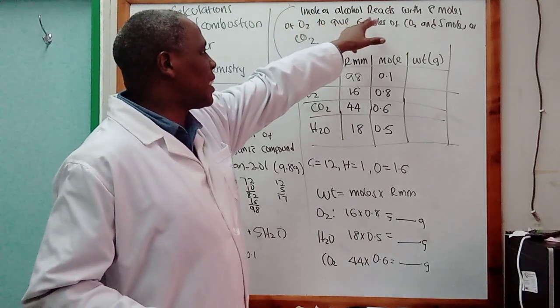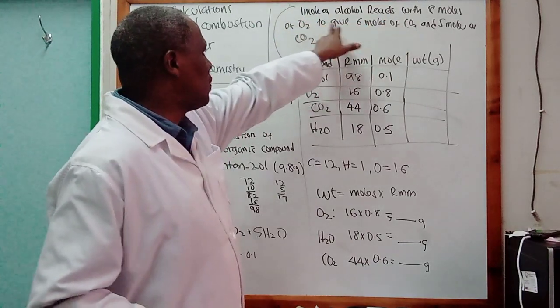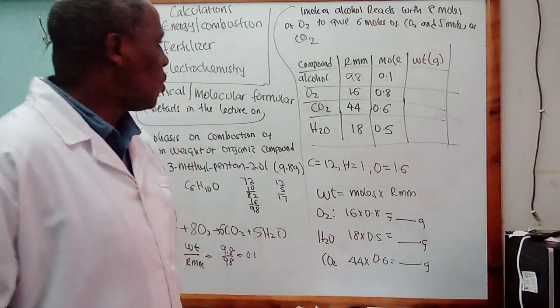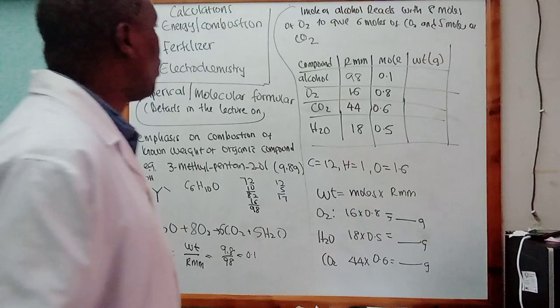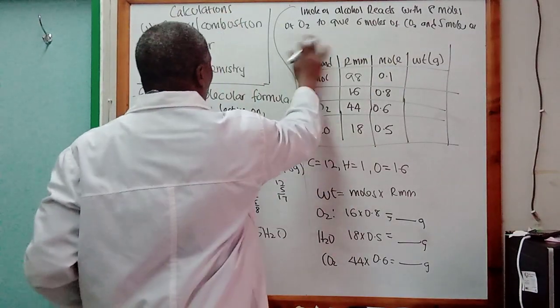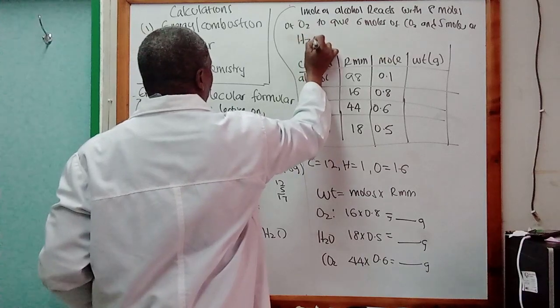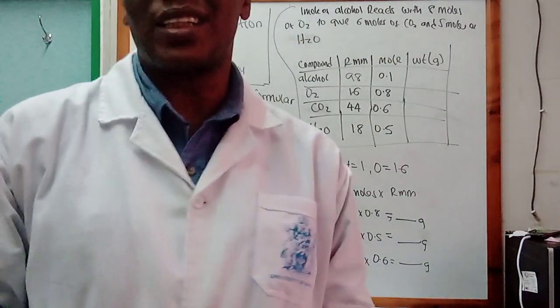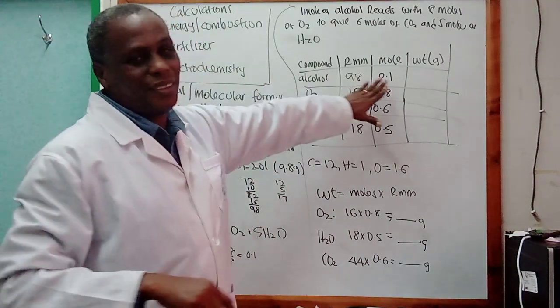From this information, you say in a standard way that 1 mole of alcohol reacts with 8 moles of oxygen to give 6 moles of carbon dioxide and 5 moles of water. Okay. And then from that, you construct this table.